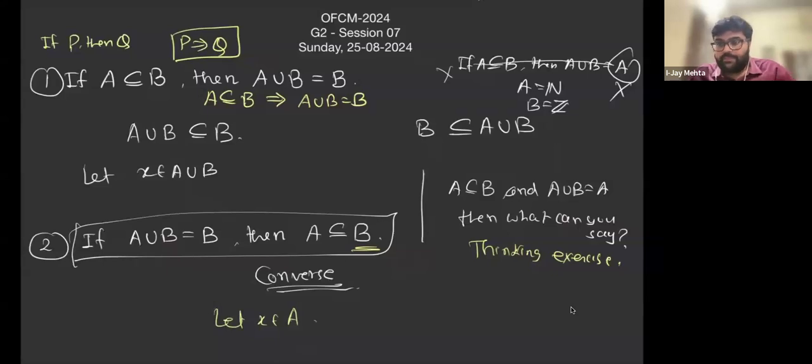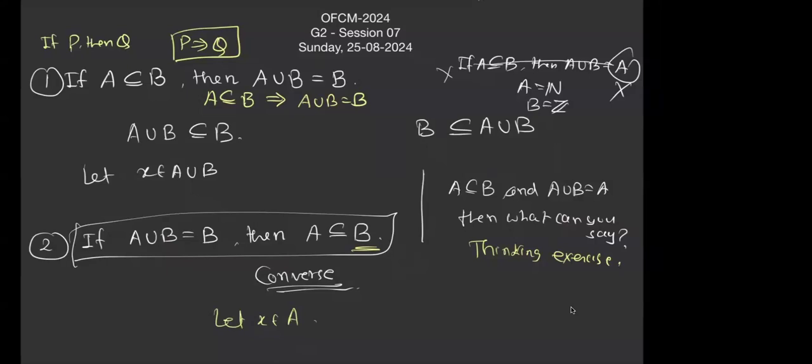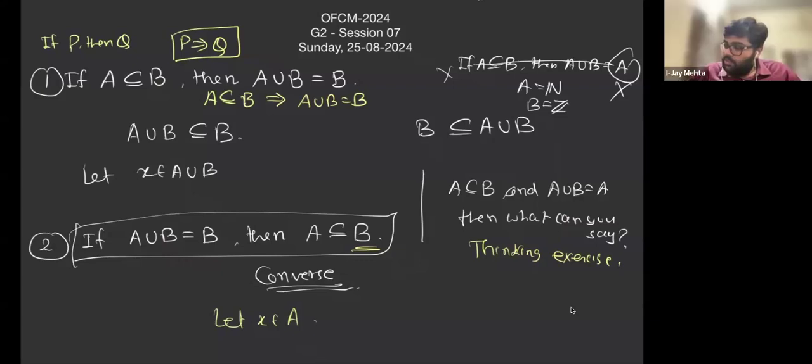Samrin, room number 10. Yes, sir. It is given that A union B is equal to B, and we can take that X belongs to A or X belongs to B. Okay, so what Samrin says is X belongs to A or X belongs to B. Okay, thank you, Samrin. Adya, why is this true? Why is the statement true?